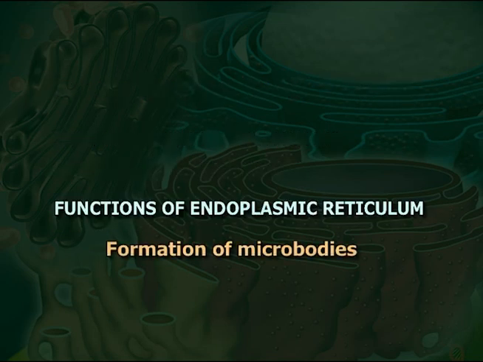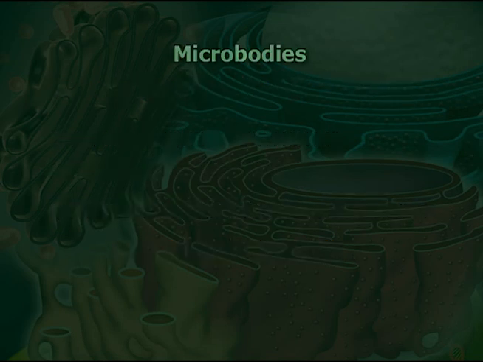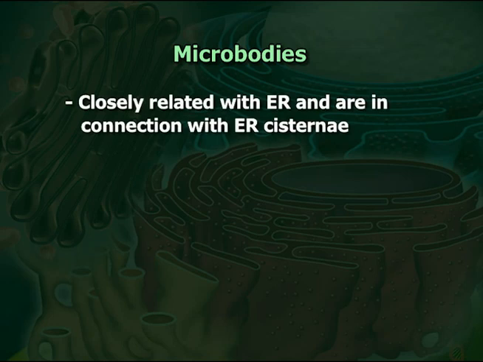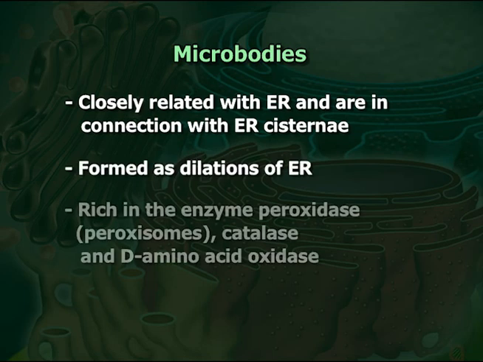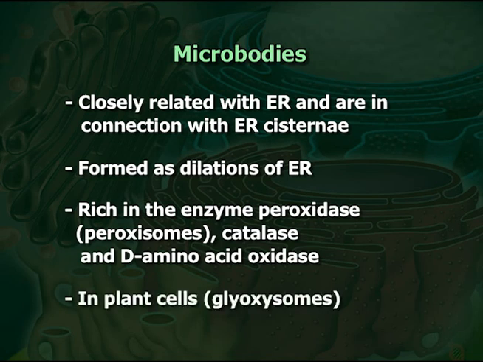Formation of microbodies. Microbodies are closely related with the ER and are in connection with the ER cisternae. The microbodies are formed as dilations of the ER. They are rich in the enzymes peroxidase in peroxisomes, catalase, and the amino acid oxidase. In plant cells, these are called glyoxysomes because they contain enzymes of the glyoxylate cycle.